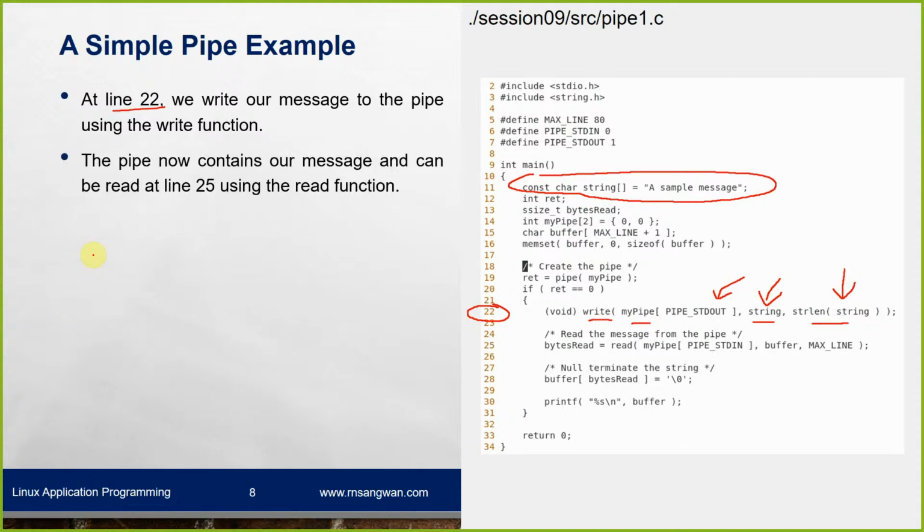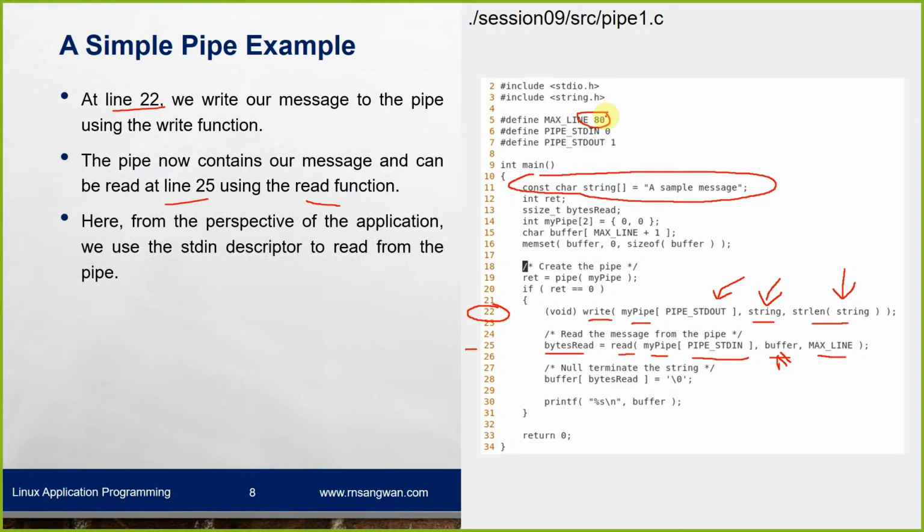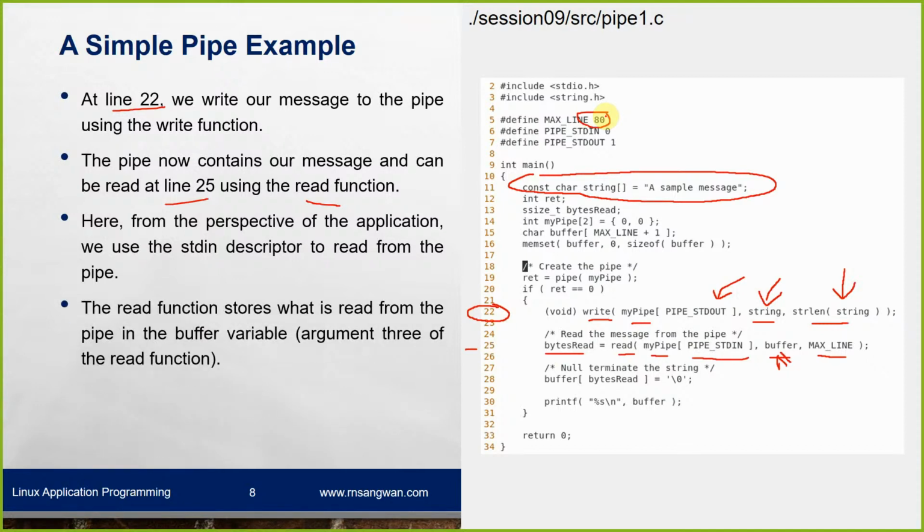The pipe now contains our message that can be read at line number 25 using the read function from the pipe. So line number 25, bytes read equal to read my pipe, pipe stdin, and buffer. So we are reading into the buffer, the size is max line, that is 80 characters. Here, from the perspective of the application, we use the stdin descriptor to read from the pipe. The read function stores what is read from the pipe in the buffer variable, that is argument number 3 of the read function, the buffer I mentioned here.